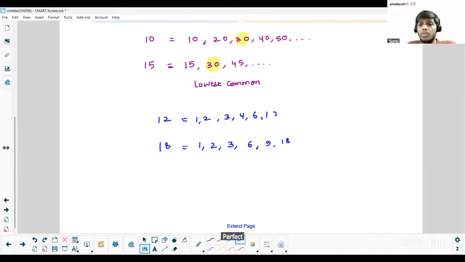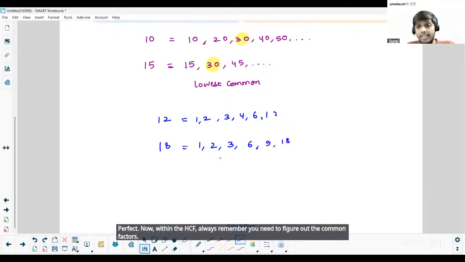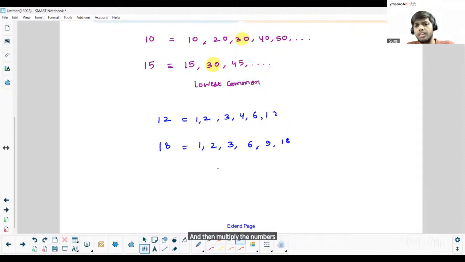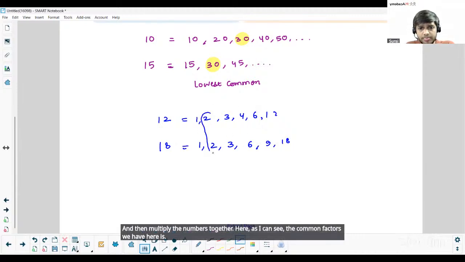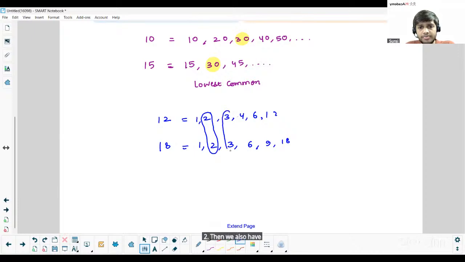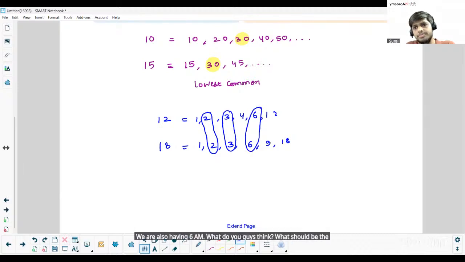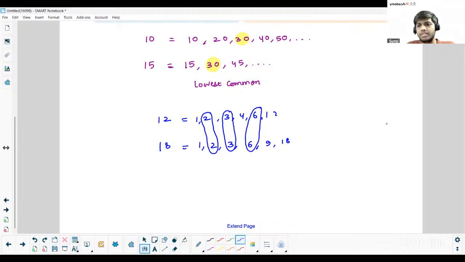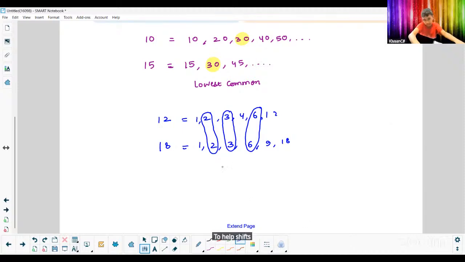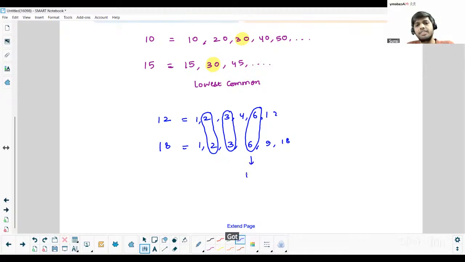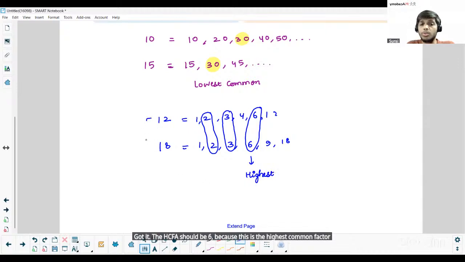Perfect. Now, within the HCF, always remember you need to figure out the common factors and then pick the highest one. Here, as I can see, the common factors we have are 2, then we also have 3, and we also have 6 here. What do you think? What should be the HCF now? Yes, Kian? The HCF should be 6 because it's the highest. Correct. The HCF here should be 6 because this is the highest common factor between these two numbers.